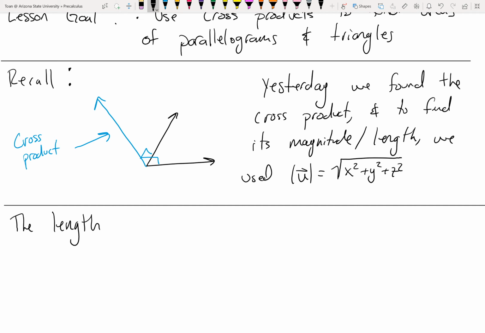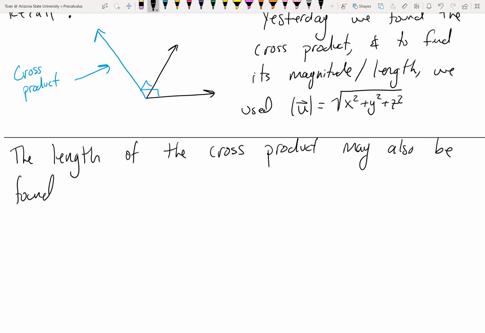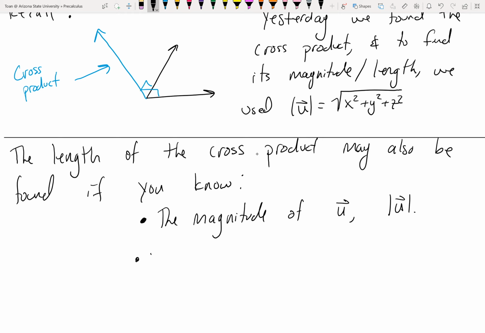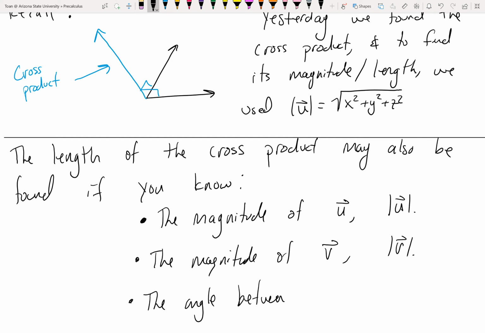The length of the cross product may also be found if you know the following pieces of information: the magnitude of u, symbolically that, the magnitude of vector v, symbolically that, the angle between both vectors, symbolically theta.